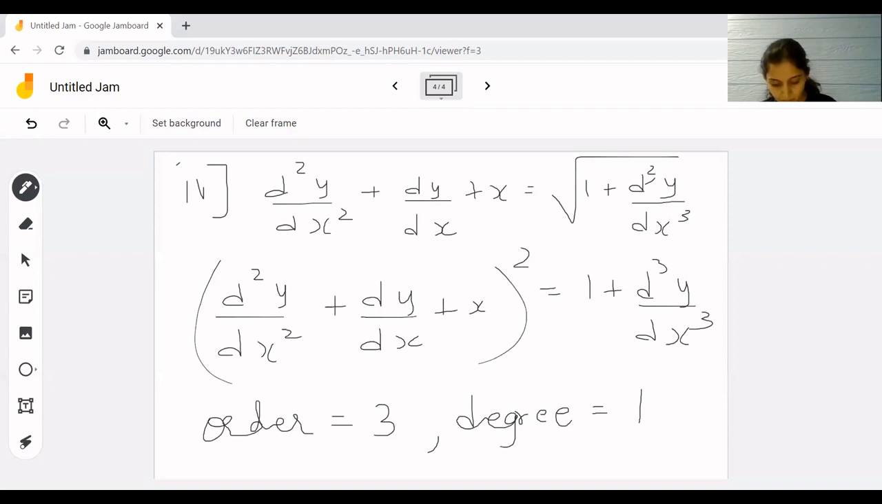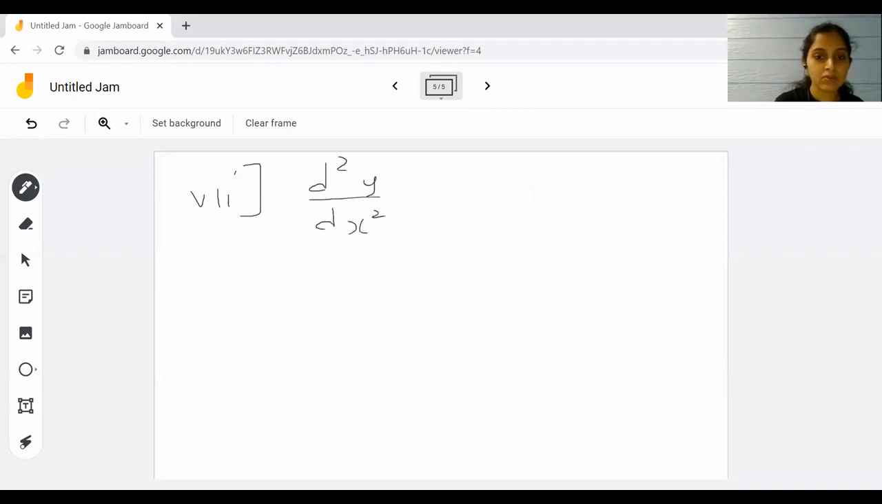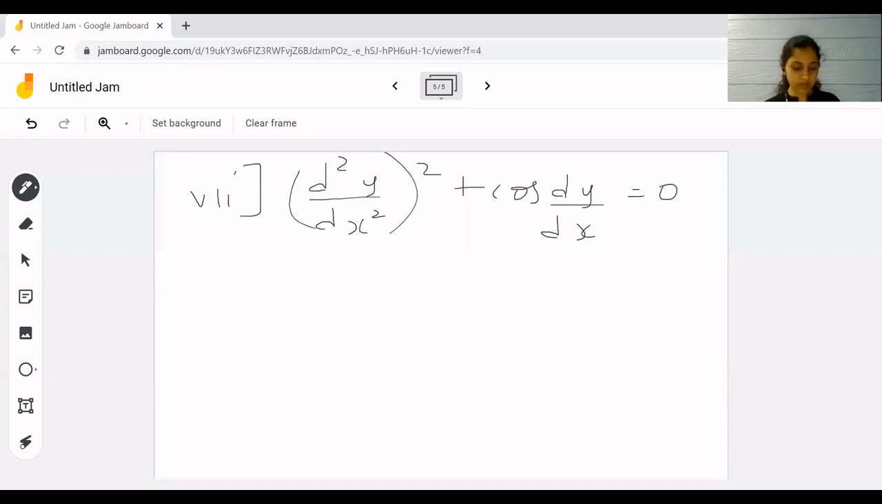Now I'll do the seventh one because that's a little different. Okay, so the seventh one here is d2y by dx square, the whole thing raised to 2 plus cos of dy by dx is equal to 0. Now in this case, this equation definitely has an order. Okay, so order would be 2 because the highest order derivative is 2.